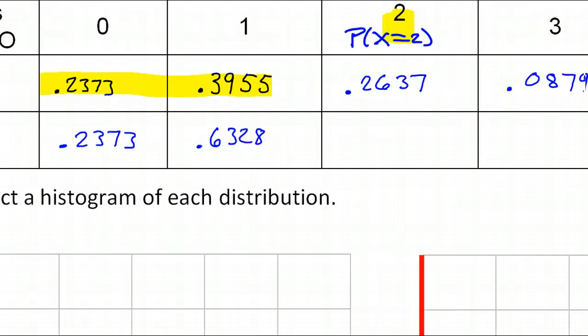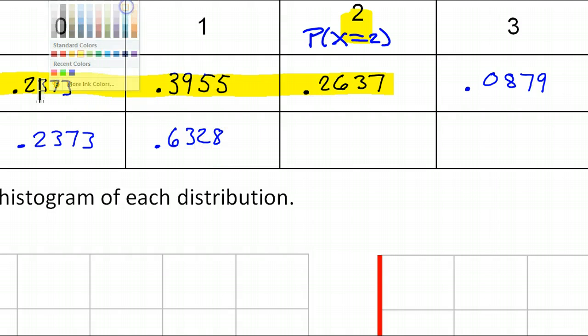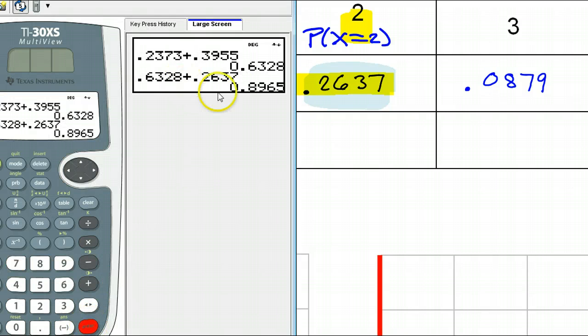Okay, and then we move on to the next one. Now for the next one, we want to have the total of all three of these again. Okay, now the 0.6328 is already the sum of all of these. Okay, we've already got the sum of all of those. So we really only need to add the third one. Okay, so basically we're going to do 0.6328 plus 0.2637. Okay, so that's 0.8965.